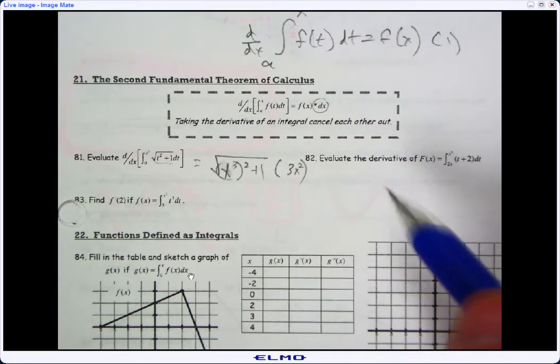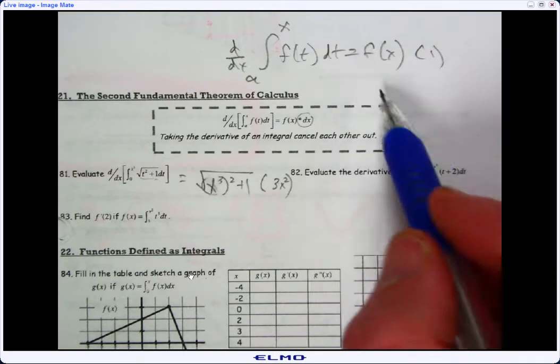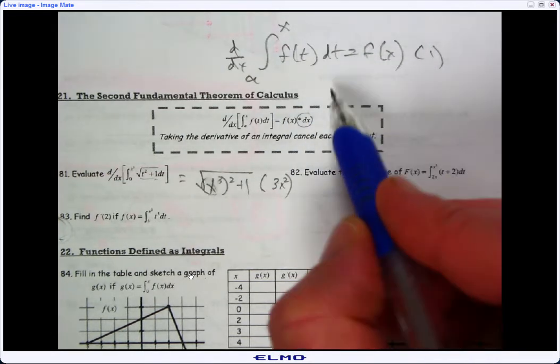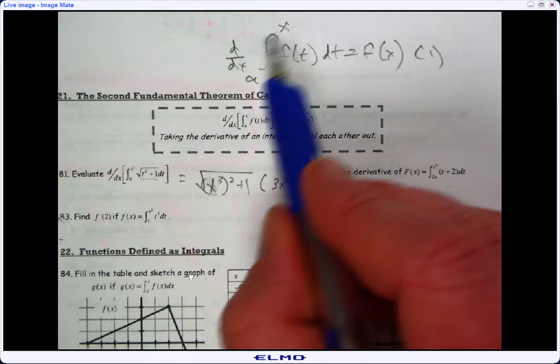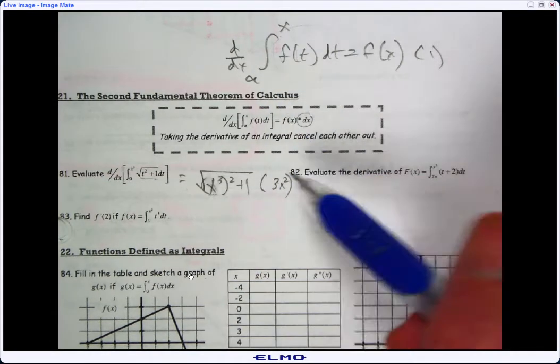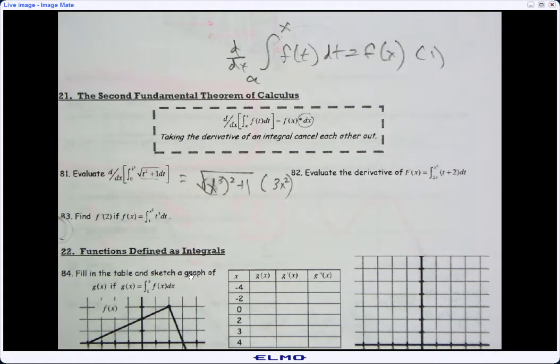The reason the second FTC works, and the reason why the derivative of the integral works, is because if you actually did this and you did f of b minus f of a, or in this case f of x minus f of a, you take the derivative of f of a, it's 0, it's gone.